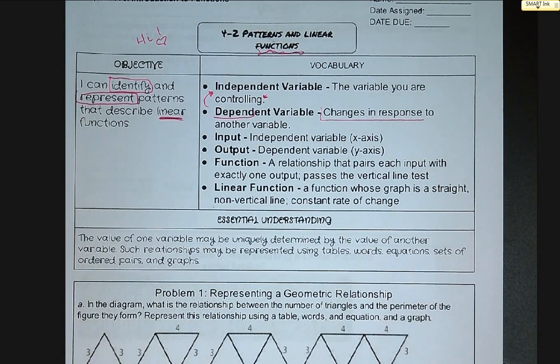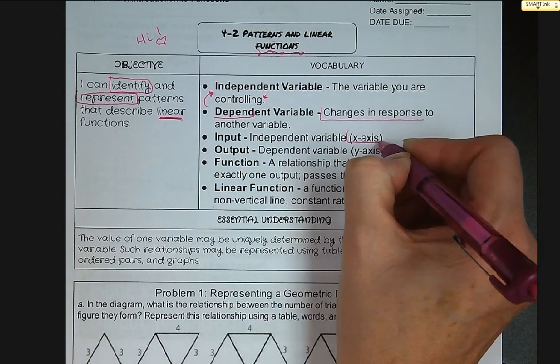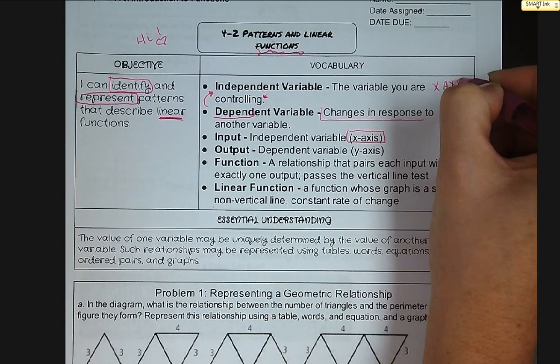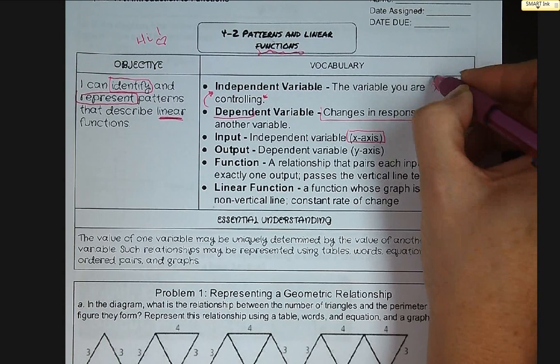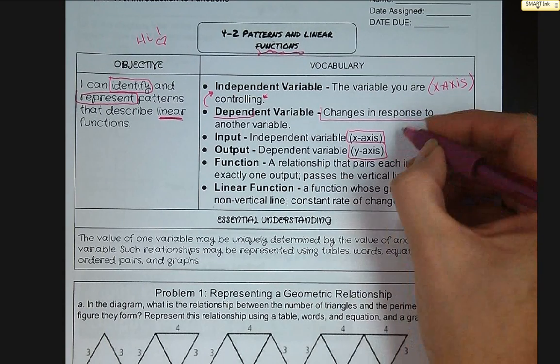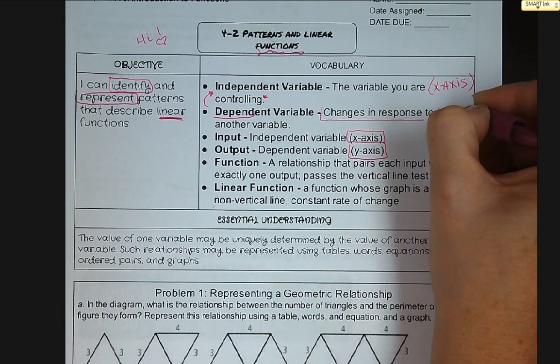All right, our input is the independent variable. This is going to go on our x-axis. This is true in math. This is true in science. Your independent variable will go on your x-axis. Your dependent variable will always go on your y-axis, and that is the output.